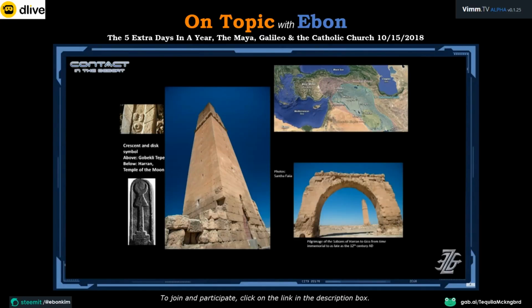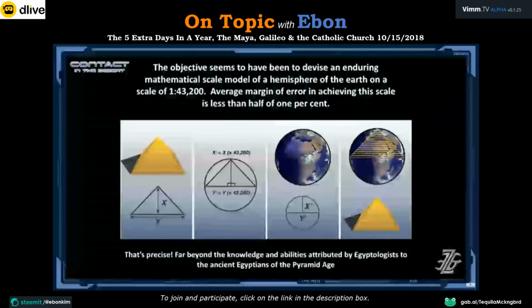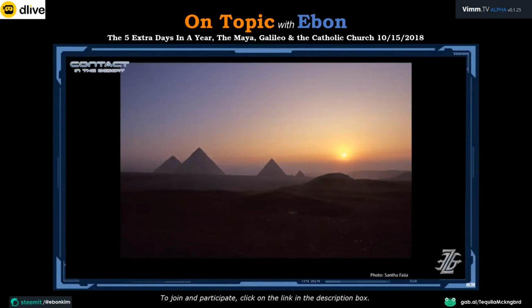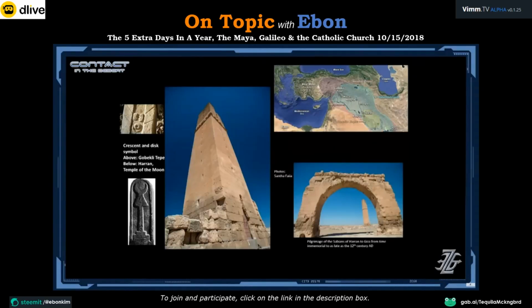What's left of ancient Haran now is nothing. The original Temple of the Moon is gone. But interestingly, the symbol of the Temple of the Moon, the crescent moon and disk that you can see here, that exact same symbol occurs at Göbekli Tepe, the crescent and the disk, but thousands of years earlier.